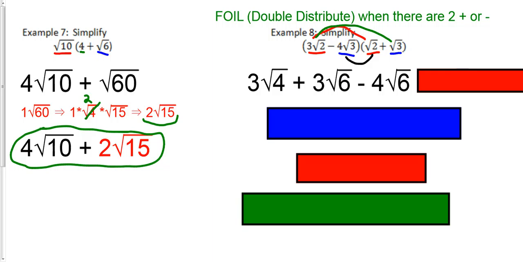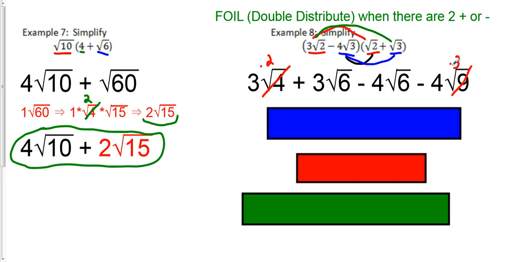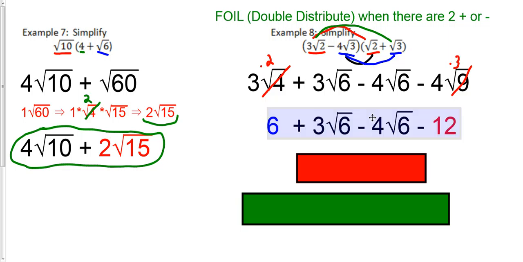And lastly, we have negative 4 square roots of 3 times the square root of 3. So this one coming over here, which means we're going to have negative 4 square roots of 9. The square root of 3 times the square root of 3 is the square root of 9. Now, before we start simplifying anything else, we see right away square root of 4 is just 2, so this is 3 times 2. Square root of 9 is just 3, so this is saying negative 4 times 3. So, first simplifying that away, this becomes 6. 3 times 2 is 6. This becomes 12. 4 times 3 is 12.